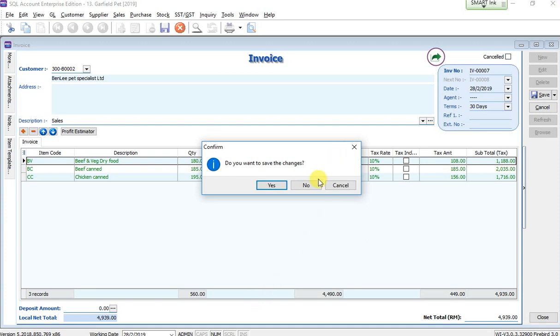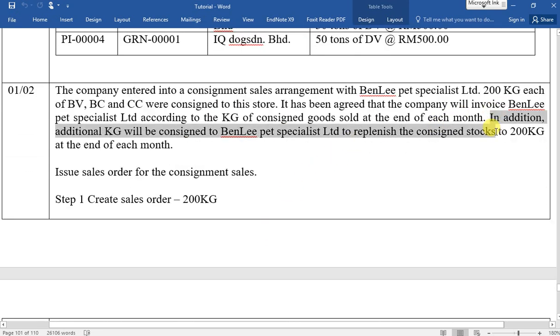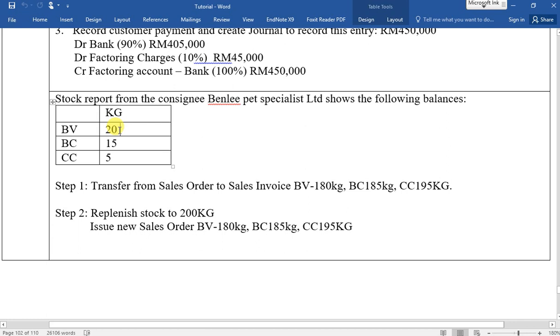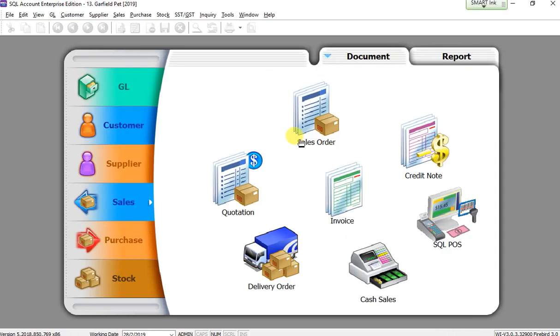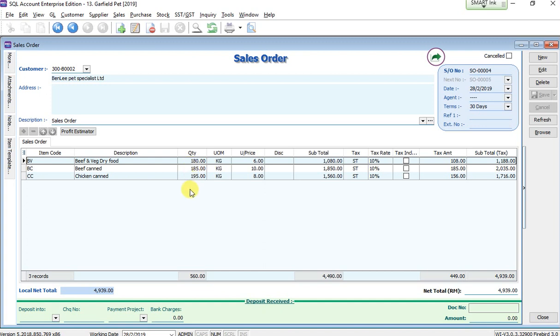Second step. Now remember the question mentions you need to replenish, right? Additional kg will be consigned to replenish the consignment stock back to 200. It means that now left over in your warehouse you have 20 kg. So I need to replenish another 180 kg to you, right? Exactly the amount that you need to replenish will be the same amount that you sold. So for replenishing the stock, you have to create a new sales order. Amount is the same. Just create another sales order at the end of the month, but the amount will be the same as your invoice. You no longer need to create another 200 units unless they have sold out everything. Okay? Are you guys, anything else to ask?